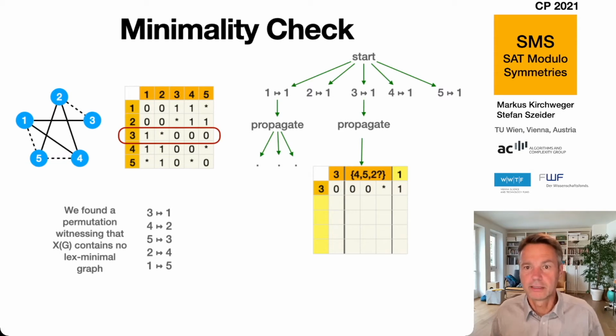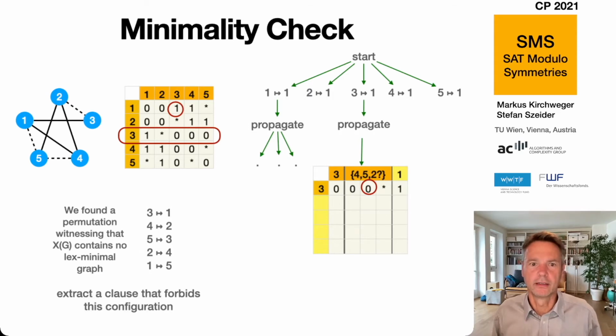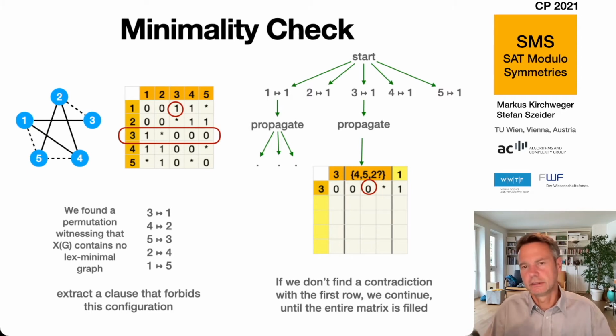And already here we detect a contradiction because this column, the third column, would now get a 0. However, in our original graph, we have here a 1. So we already found a permutation that gives us a lexicographically smaller graph. And actually, for all possible graphs that we can extend these partially defined graphs to, we will always get a lexicographically smaller one. Therefore, we can extract a clause that forbids this particular configuration and send it to the SAT solver. Of course, in this case, we were lucky.